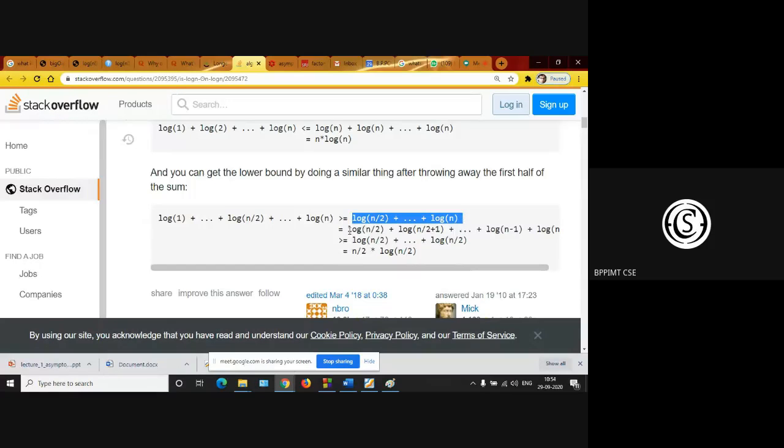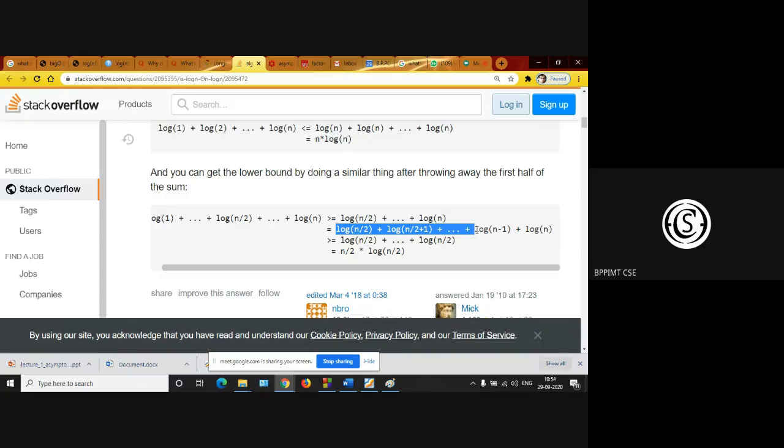Now if we enlarge this portion, lg n by 2, lg n by 2 plus 1, lg n by 2 plus 2, plus 3, up to lg n minus 1 plus lg n. So this should be greater than or equal to lg n by 2 plus lg n by 2 plus lg n by 2 up to the last entry lg n by 2.